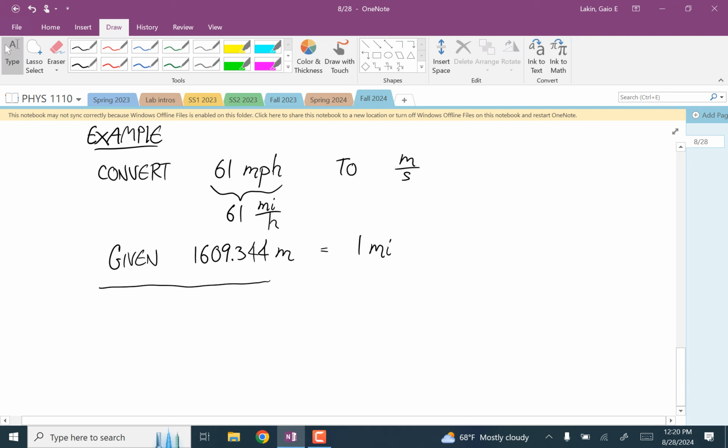Okay, so our two possible conversion factors are 1 mile over 1,609.344 meters.